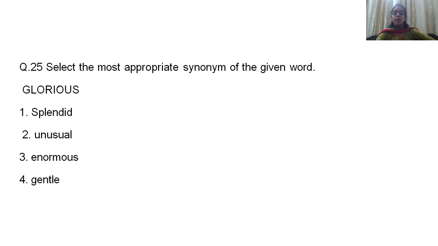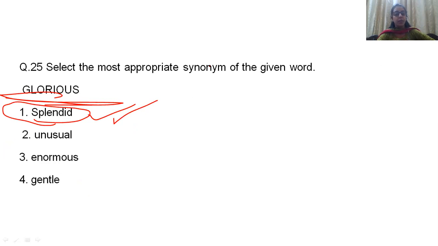Question number 25. Select the most appropriate synonym of the given word. The word is glorious. Glorious means beautiful or splendid. Splendid is the correct answer for this particular question.